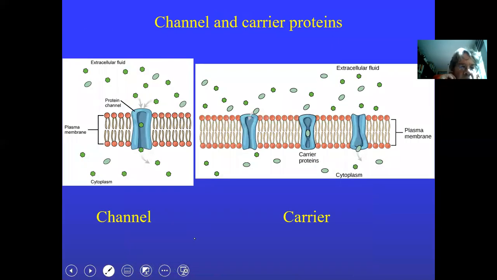All right. So now this brings up the issue of how do we move things across membranes? If things can't cross membranes easily on their own, you need some way of moving things, right? So this is called transport, and membrane transport. And there's different ways of doing this.